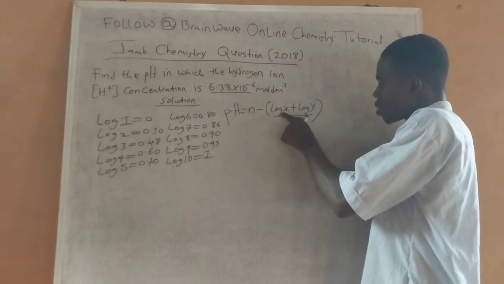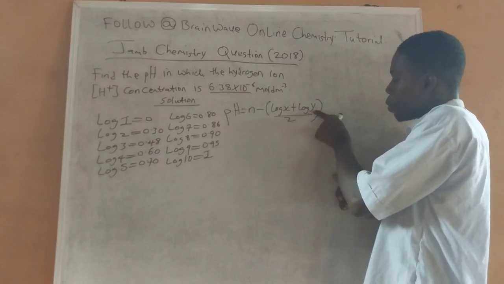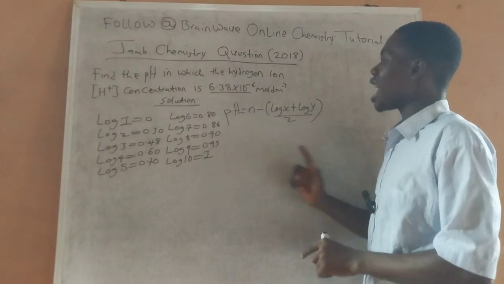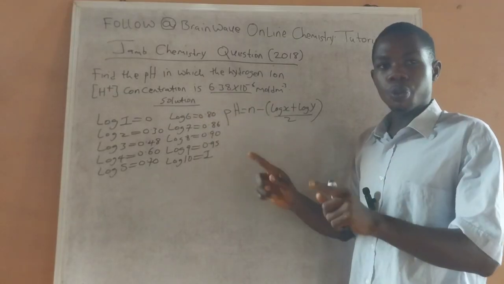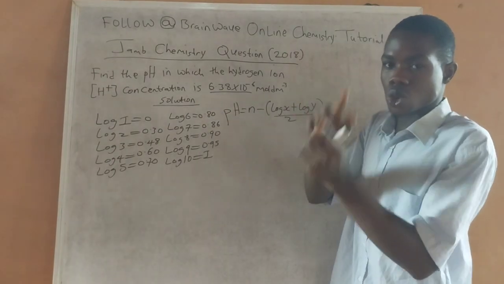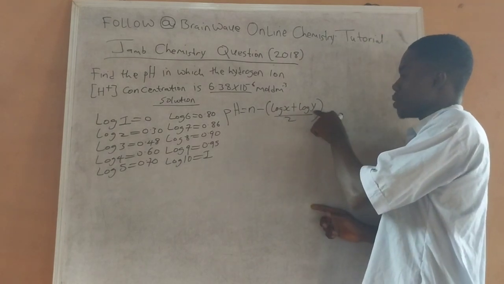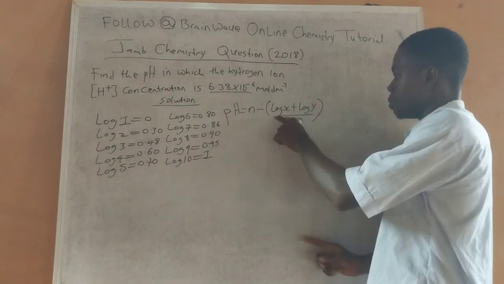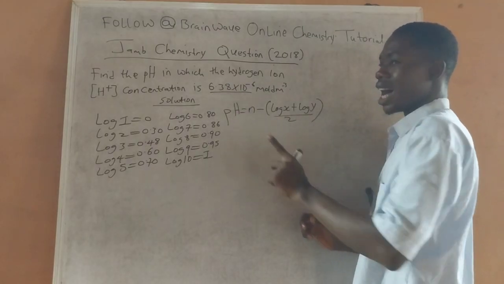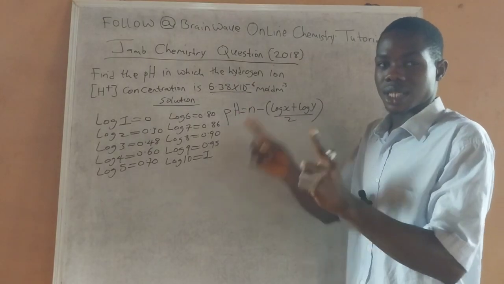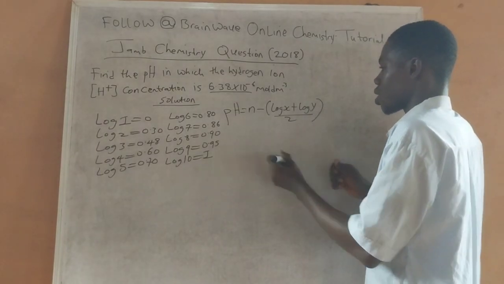Now, this log s will represent log 6, while this log y will represent log 7. Assuming they give us something like 2.38, 2.38 is in between log 2 and log 3. So any value that they give you will be represented this way. In this question, they give us log 6.38, and 6.38 is between log 6 and log 7. Having explained all this, let's go through to the calculations.